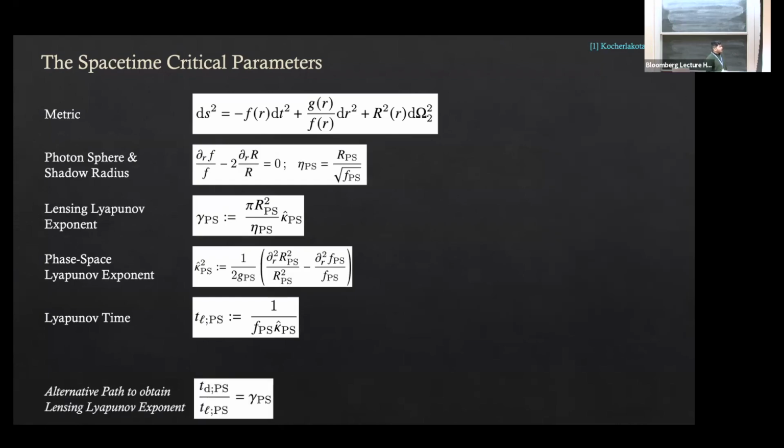Good. So one more thing I want to note is that the ratio of the time delay and the Lyapunov time is also the Lensing-Lyapunov exponent. So what this means is that if you were to measure the top guy and the bottom guy in some way, then you would also get an independent measurement of the Lensing-Lyapunov exponent.